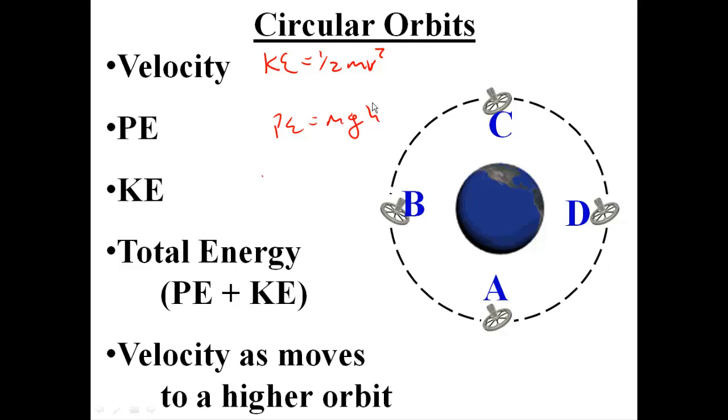It's probably easiest to start by talking about potential energy, which is height determined. The height of our satellite at all the locations is the same. It's still accelerating by gravity the same. It still has the same mass. So what can we say about the potential energy? Well, it's the same everywhere.